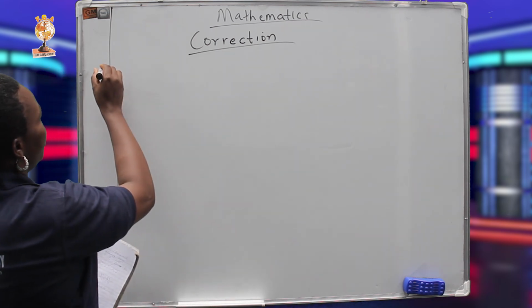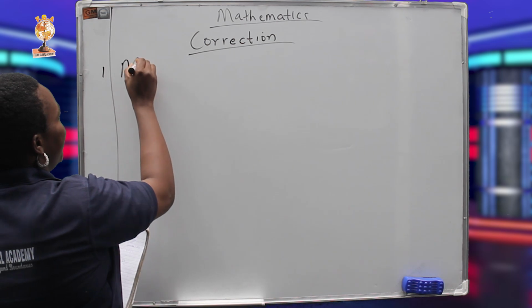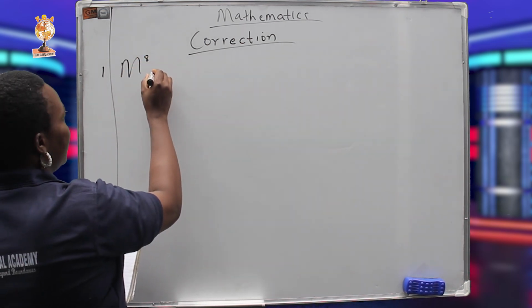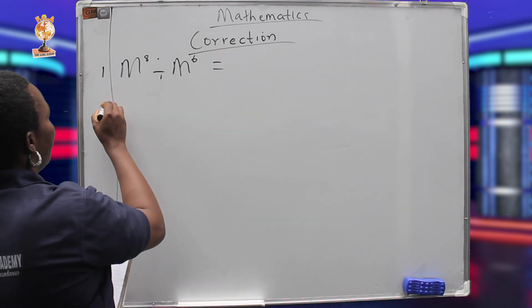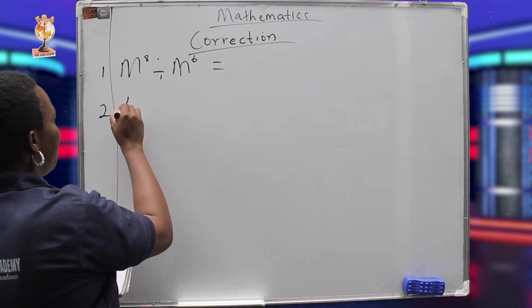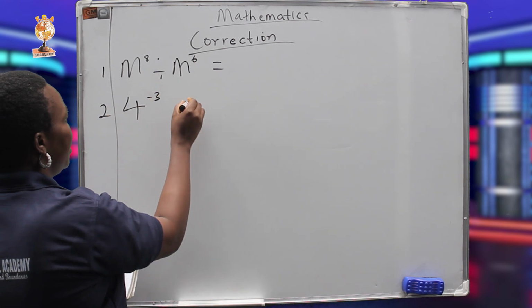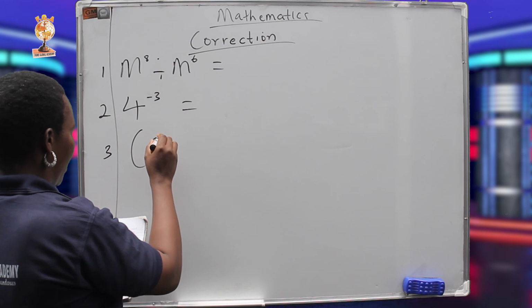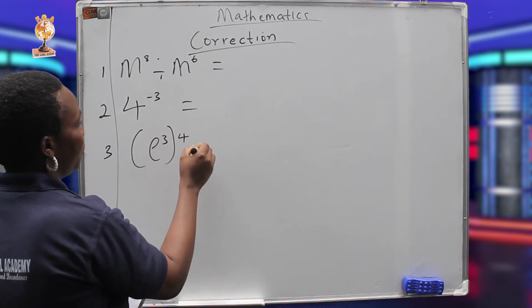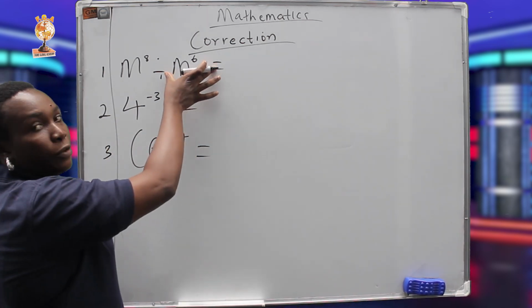So number one question was m raised to the power of 8 divide by m raised to the power of 6. Number two question is 4 raised to the power of minus 3. And number three question was e raised to the power of 3 raised to the power of 4. Okay, so let's start from number one.